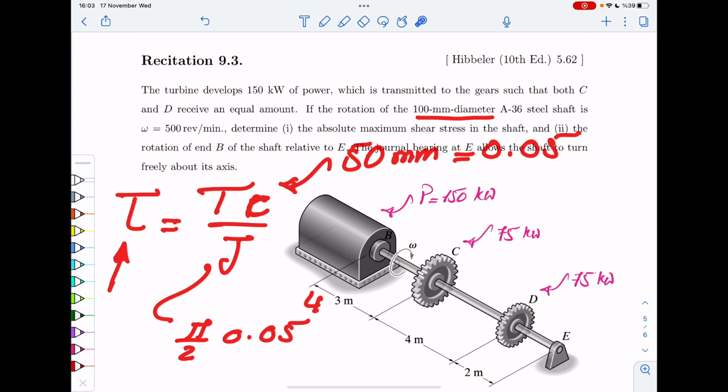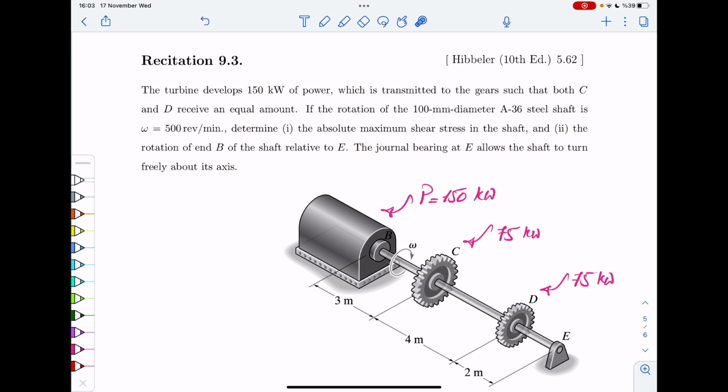Now, if you want the maximum tau, you get it where T is maximum, okay? So now if you look at this picture, T would be maximum between B and C, right? So between B and C, that torque will carry all the power. Between C and D, it carries only 75 kilowatts of that power. And between D and E, it doesn't carry anything, so it's 0. So you can draw that T diagram again for your reference.